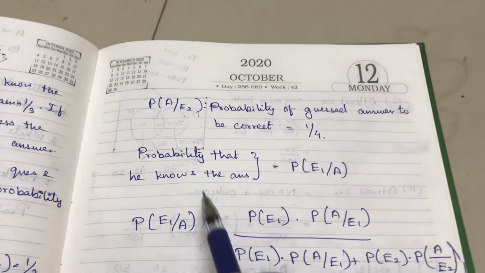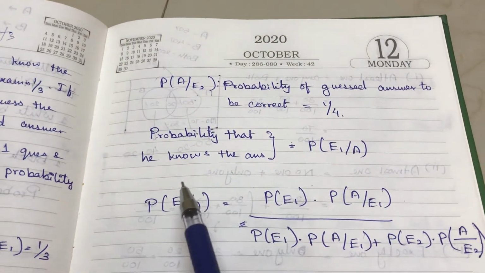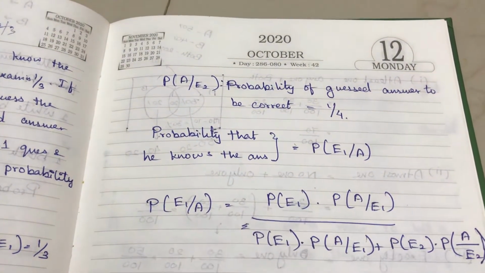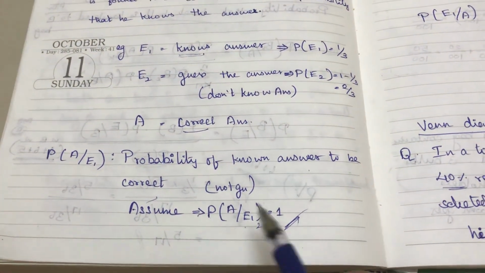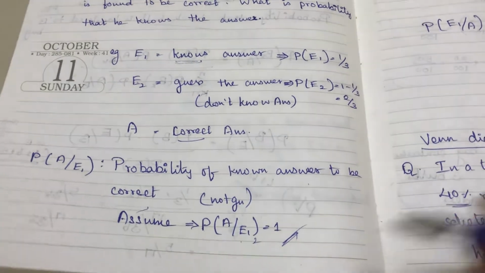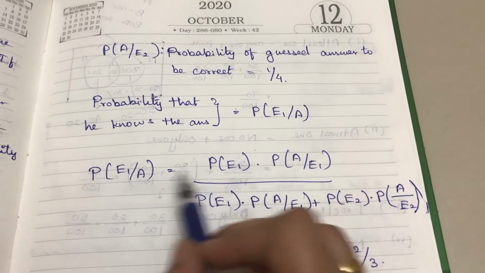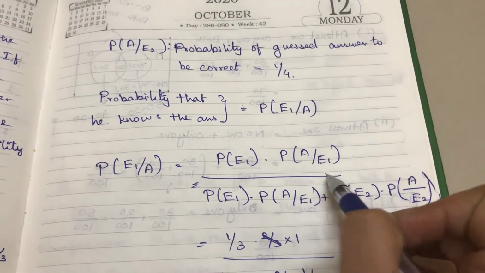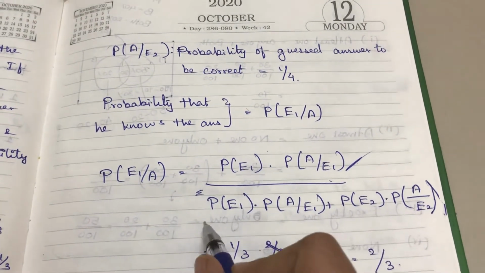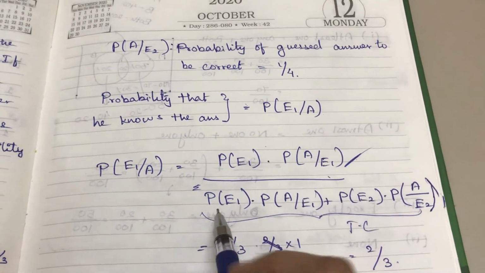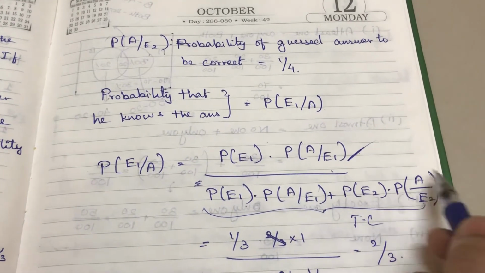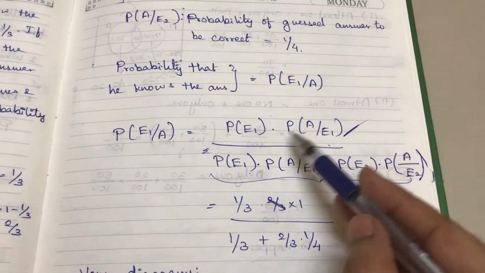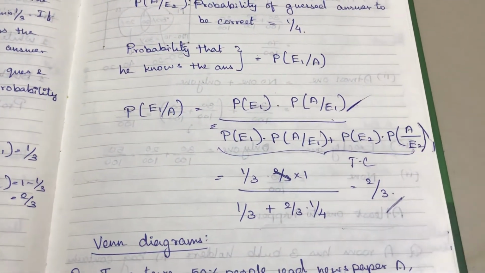So what is the probability that he knows the answer? Which is the reverse here: probability of E1 by A. So first we need to consider that E1. This is the main favorable case. So I am adding P of E1 into P of A by E1. This is for the favorable case. And this one is the total case: P of E1 into P of A by E1 plus the other event. So just substitute all the values here and you will get the answer as 2 by 3.